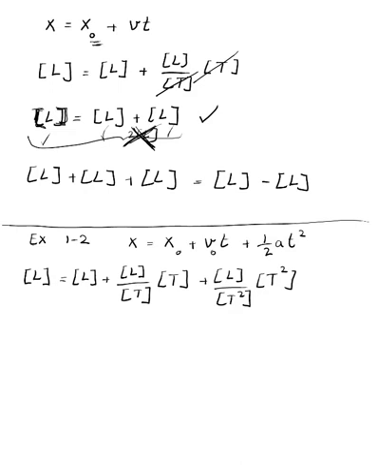Now let's see what happens here. These two cancel, these two cancel. So the left-hand side is L, and the right-hand side is L plus L plus L. So everything on both sides has the dimension of length. So this is checked. This means that the analysis we made showed that the dimension is consistent in this equation, so I'm using the correct equation.